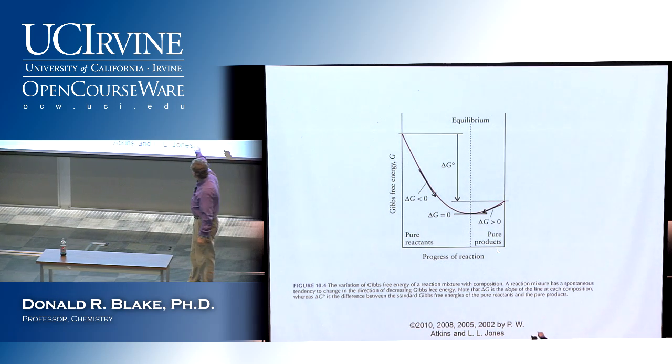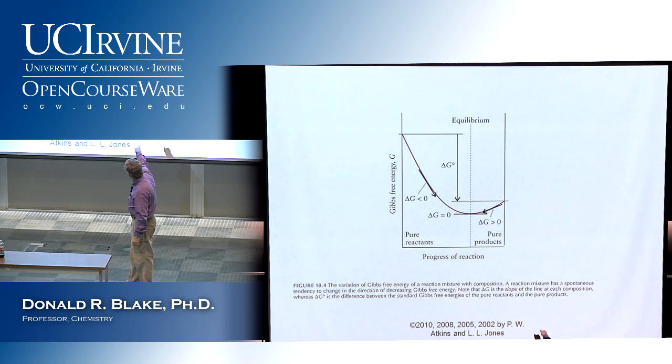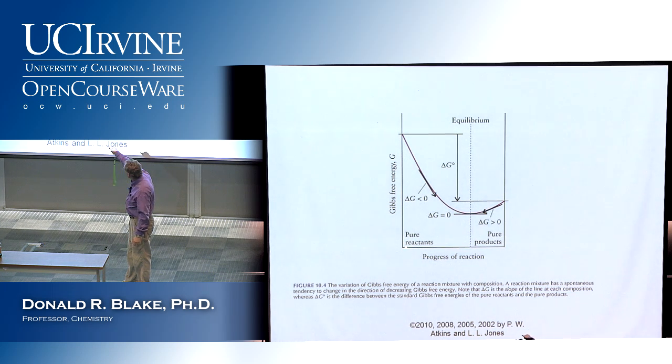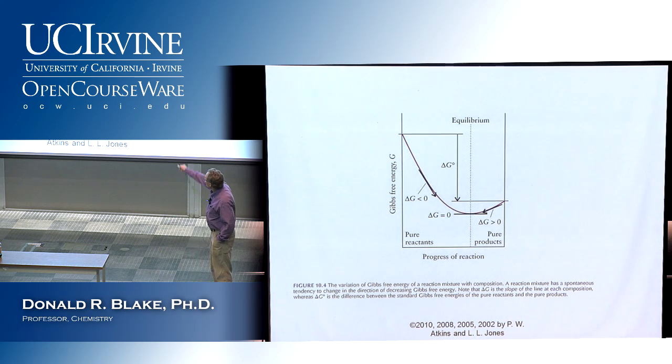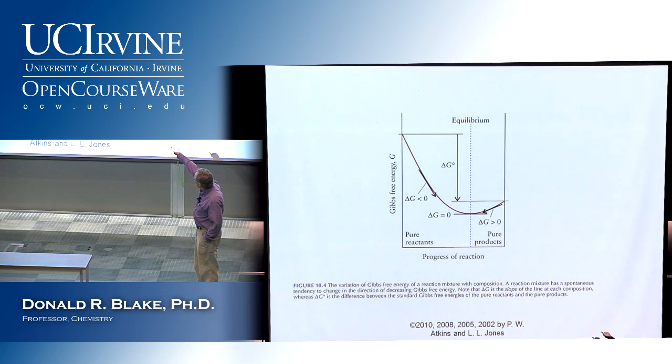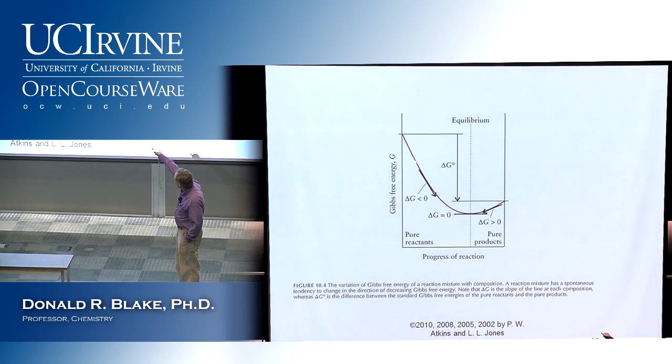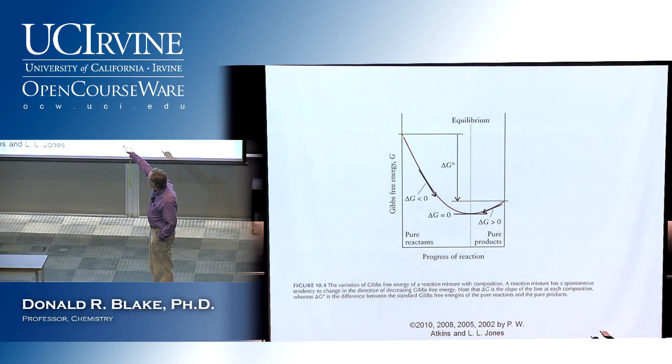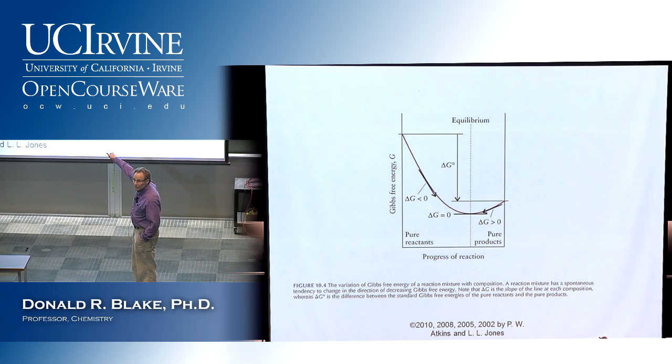Okay, so pure products is the absolute end of the reaction. Pure reactants is the beginning of the reaction. So if you look at this, look what happens to G. Delta G, is it changing? What is delta G doing here? Getting bigger or smaller? Smaller.